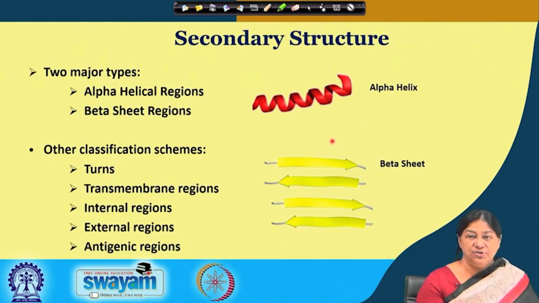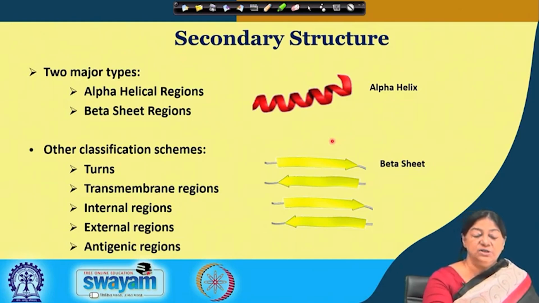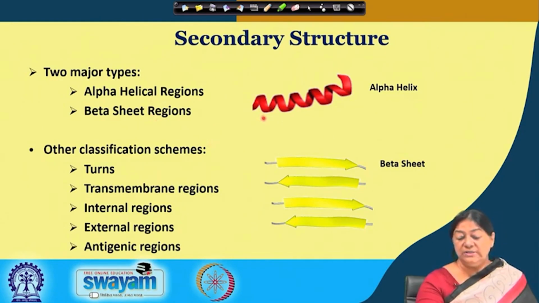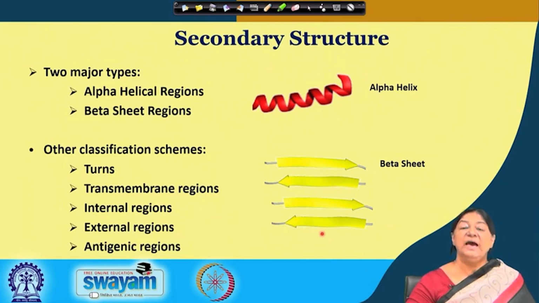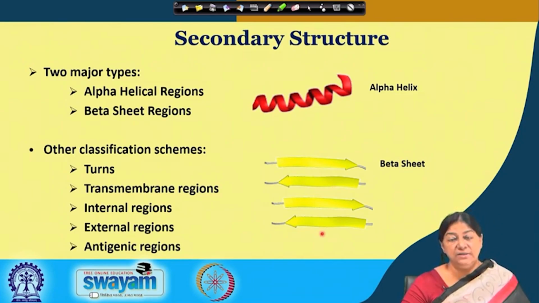If we look at the secondary structure of proteins, there are two major types, alpha helical regions and beta sheet regions. We see this is just a typical alpha helix representation, a typical beta sheet representation where these are called strands, beta strands. They can be parallel to each other or they could be anti-parallel to one another, but these form the beta sheet and they have characteristic patterns in what is called hydrogen bonding. The secondary structural elements or components of proteins are held together by hydrogen bonds.